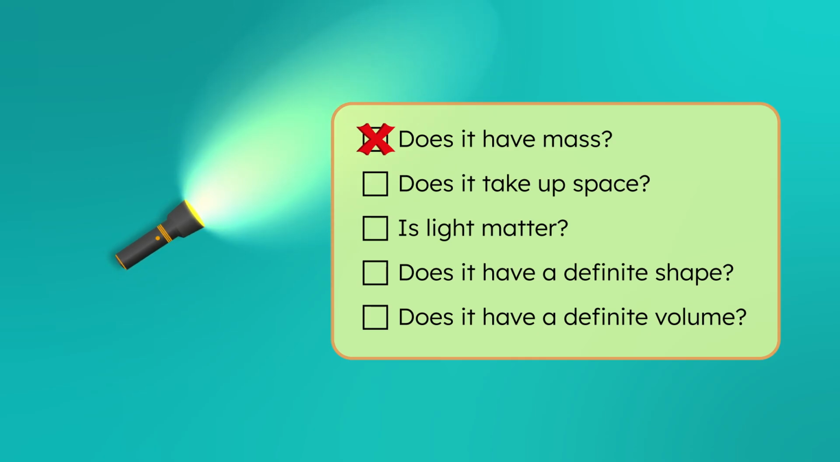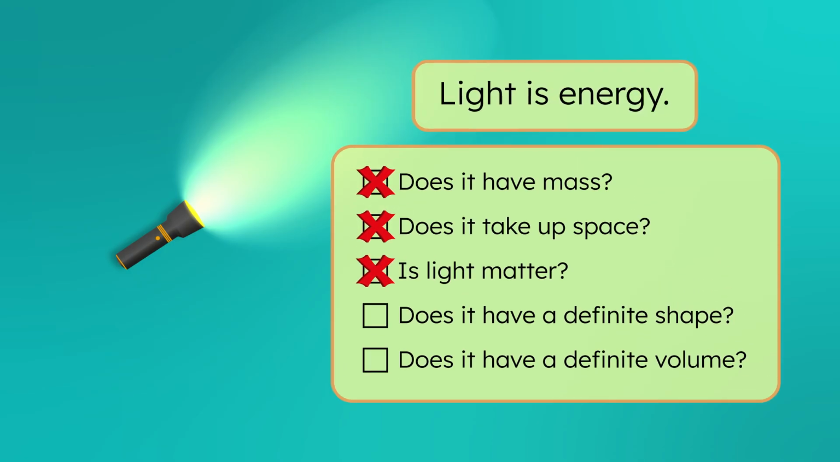Even though it illuminates a space, other objects can occupy that same space, so it actually doesn't take up space. Is light matter? No. Light is energy, not matter, and it does not belong in this classification.